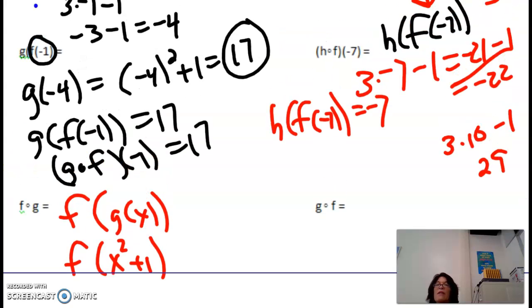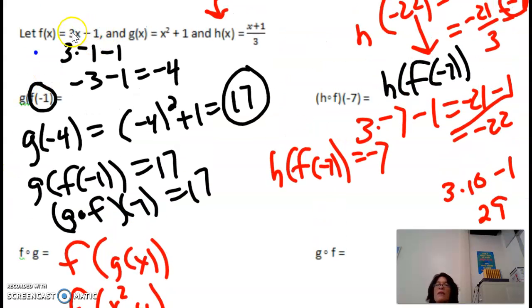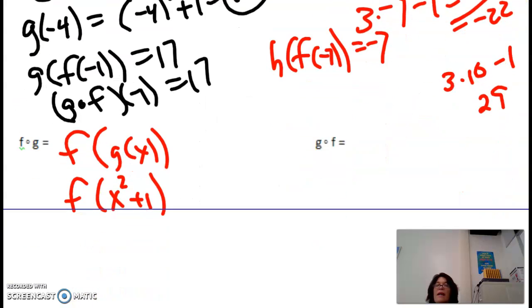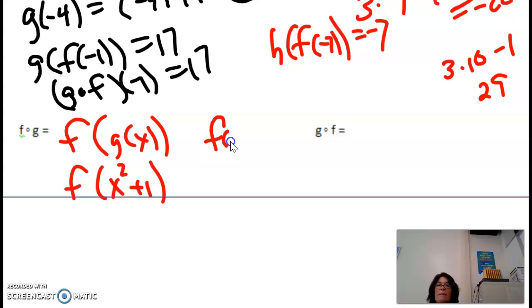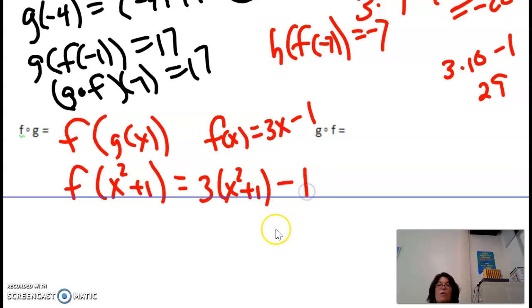Now the f function says take 3 times x and subtract 1. In other words, take 3 times whatever's in these parentheses and subtract 1. That's what the f of x function tells me. Okay, the f function says take 3 times whatever's in here and subtract 1. So f of x squared plus 1, I'm going to take 3 times whatever's in the parens and subtract 1. That's what the f function tells me to do.